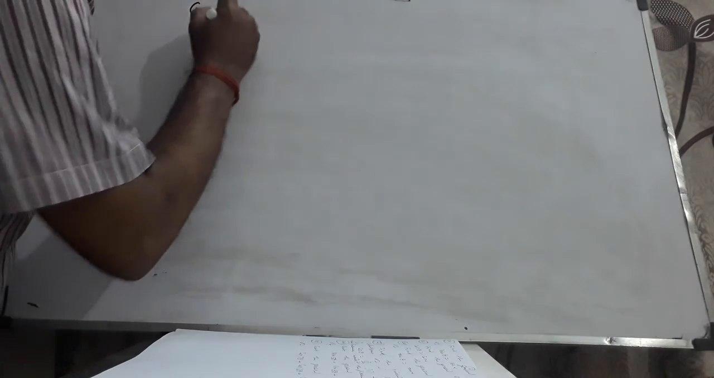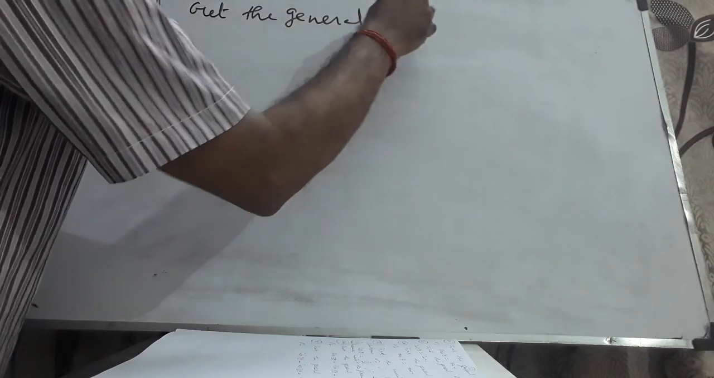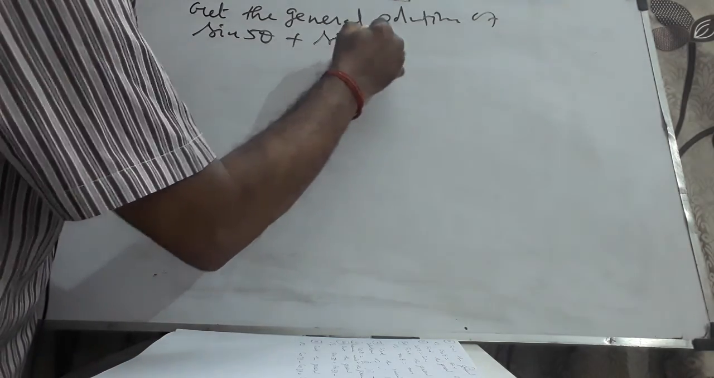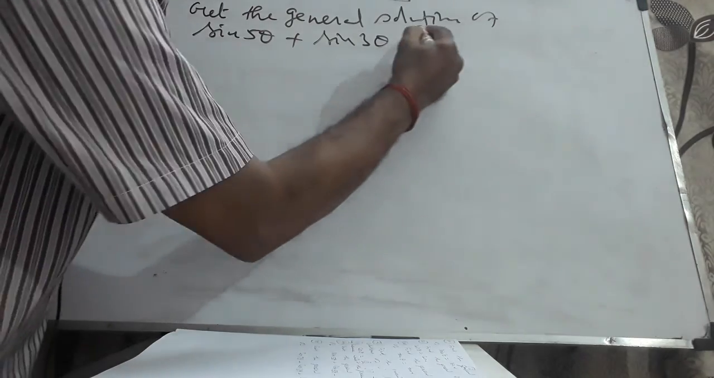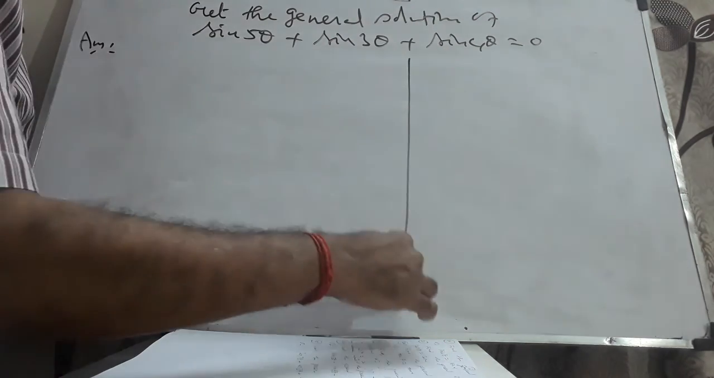In this particular video presentation, we'll discuss some more problems on solution of trigonometric equations. First problem goes like this. Get the general solution of sine 5 theta plus sine 3 theta plus sine 4 theta is equal to 0. Now answer, it goes like this.